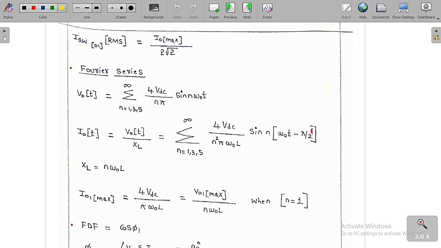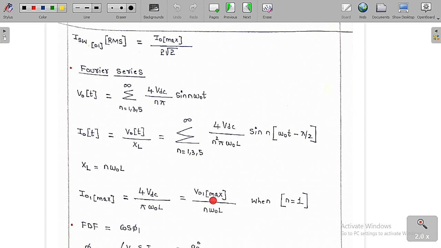If you take n common, you are going to get it in this fashion. So XL is equal to n omega naught into L. If you want to find the maximum value of the fundamental component of the output current, substitute n is equal to 1, and we are going to get 4 VDC by pi omega naught L. So simply, we can also call it the maximum value of the fundamental component of the output voltage by omega naught L, or n omega naught L.